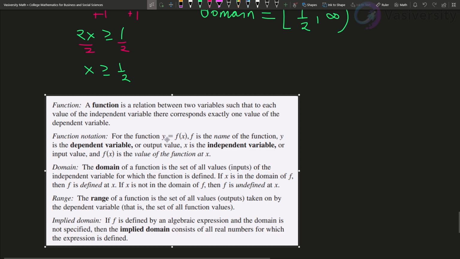Once again, a function is a relation between two variables such that each value of the independent variable corresponds to exactly one value of the dependent variable. We have the function notation that we learned, y is equal to f of x. We have the domain, which is the set of values of inputs, and the range is the set of values of outputs. And the implied domain is defined by an algebraic expression, where the domain is not specified because it's implied that we know some algebraic rules and how to properly use them to find the domain.